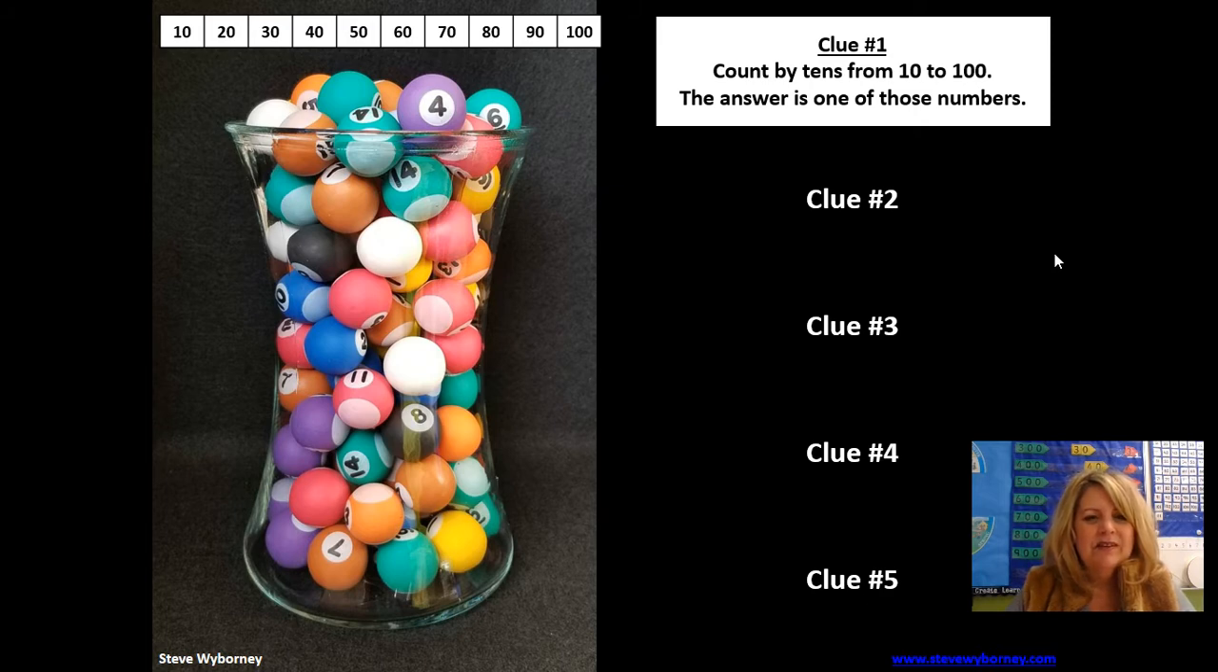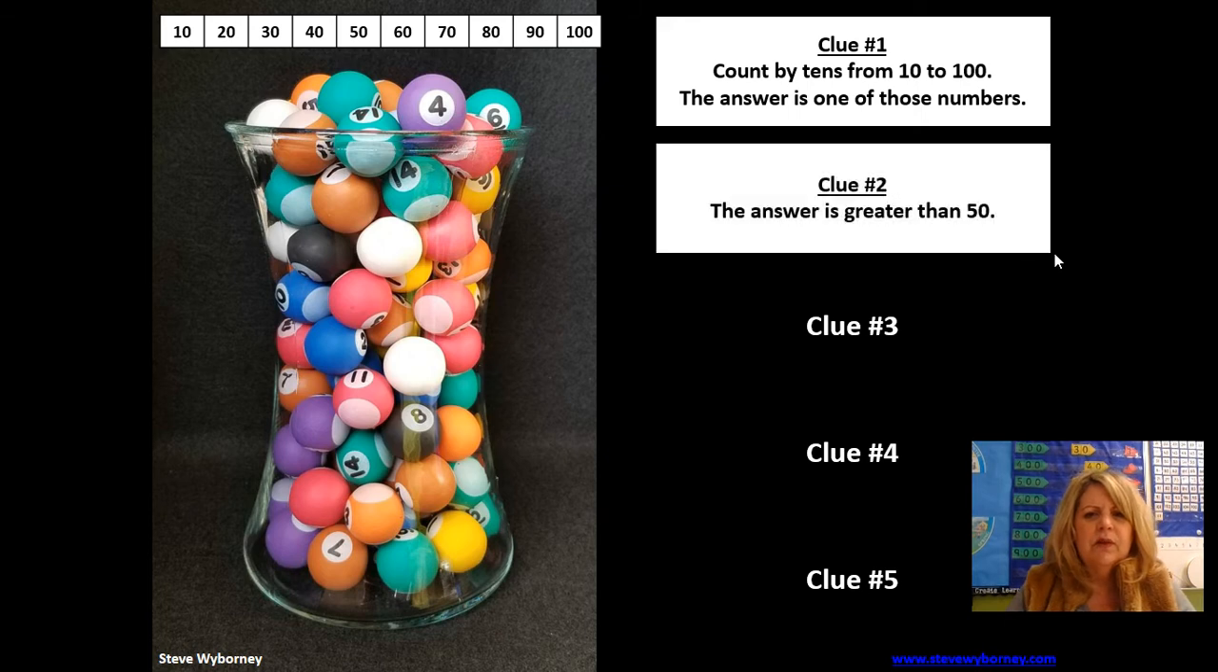Whoa. I'm trying to learn from my previous Esti-mysteries, the Esti-mysteries I've done before. I've usually estimated too low. So this time I'm wondering if I should estimate a number that is higher, or what mathematicians could say, bigger. Let me check out clue 2. The answer is greater than 50.